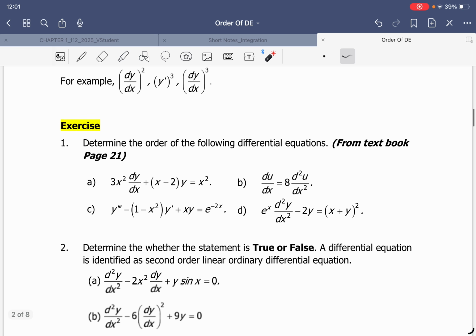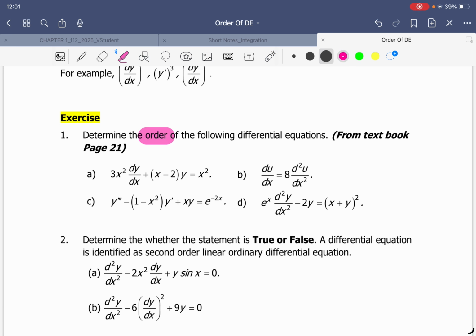Okay, let us do this exercise. Determine the order of the following differential equations. For A, the highest order that appears here is the first order, which is dy over dx. The second one is d square u over dx square. So this is the highest order, which is the second order. For the third one, you have y triple prime. So the highest order is third order. And for the last one, we have d square y over dx square with the highest power. So this is the second order.